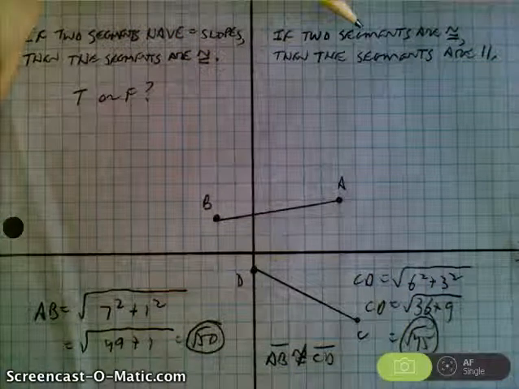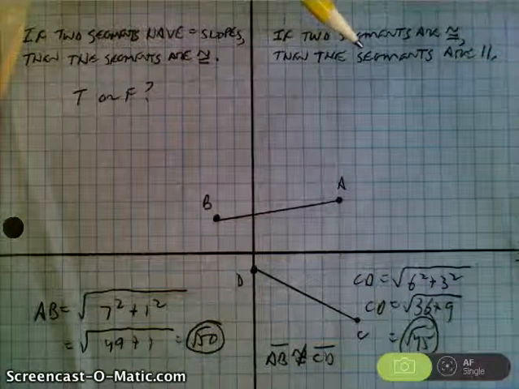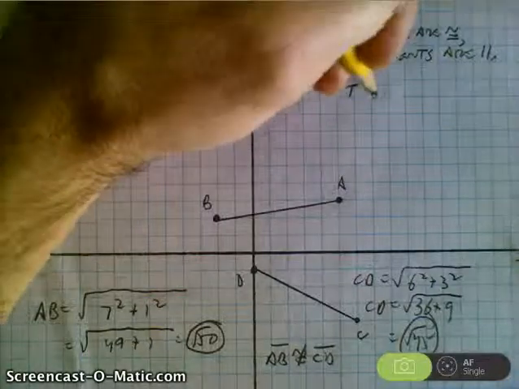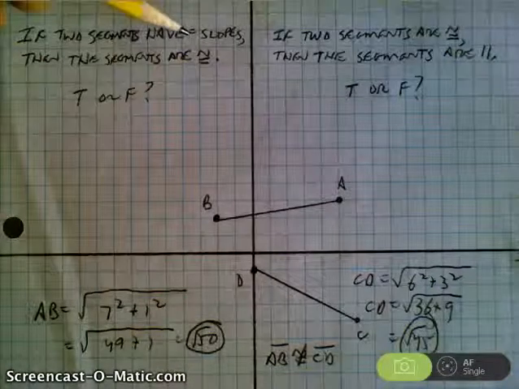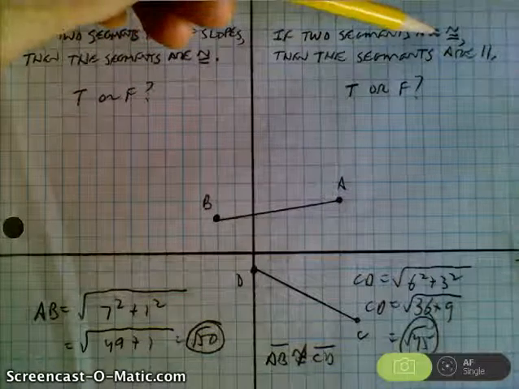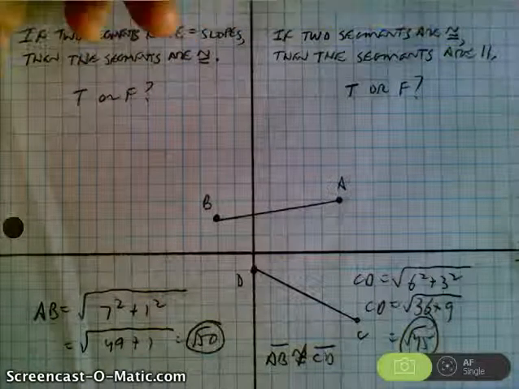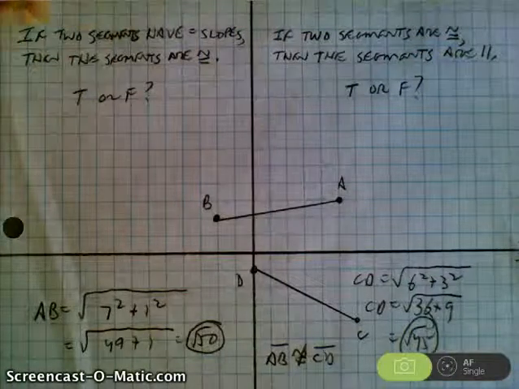And that's what gets over here. If two segments are congruent, then the segments are parallel. So I want to know if that statement is also true or false. So again, if two segments have the same slope, do they have to be congruent? And if two segments are congruent, does that mean that they have to be parallel? Well, come up with some coordinates and test out the two statements and let me know your decision.